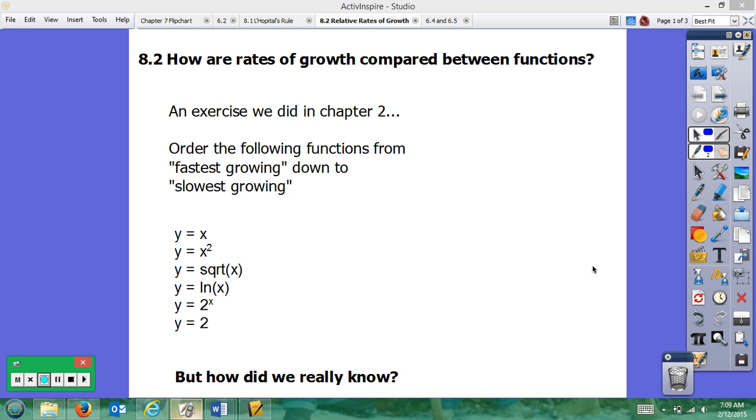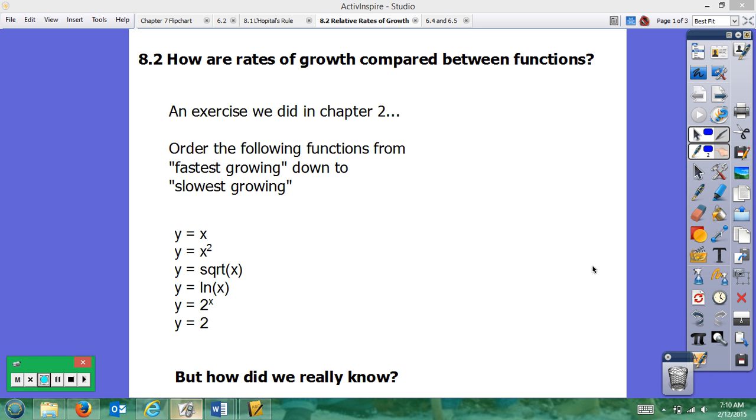Okay, moving into the second section of Chapter 8, we are answering the question, how are rates of growth compared between functions? And once again, just like 8.1 where we talked about L'Hopital's rule, we're getting back to this idea of limits a little bit, so it's going to seem a little familiar. We're kind of coming full circle. So actually, an exercise we did in Chapter 2.